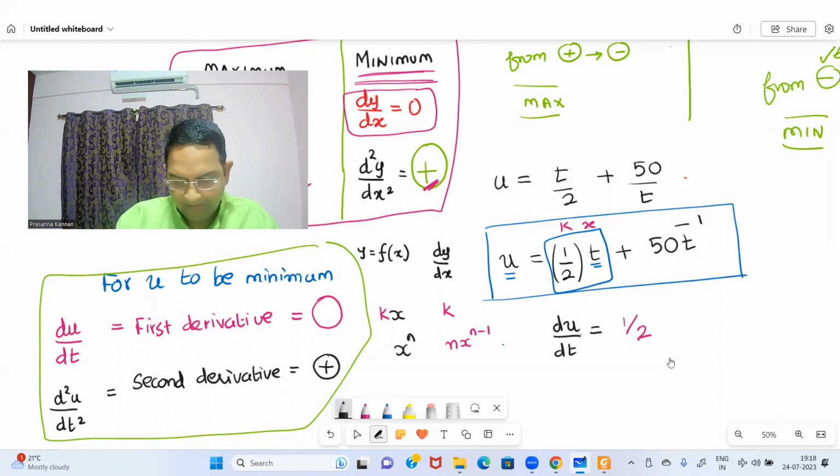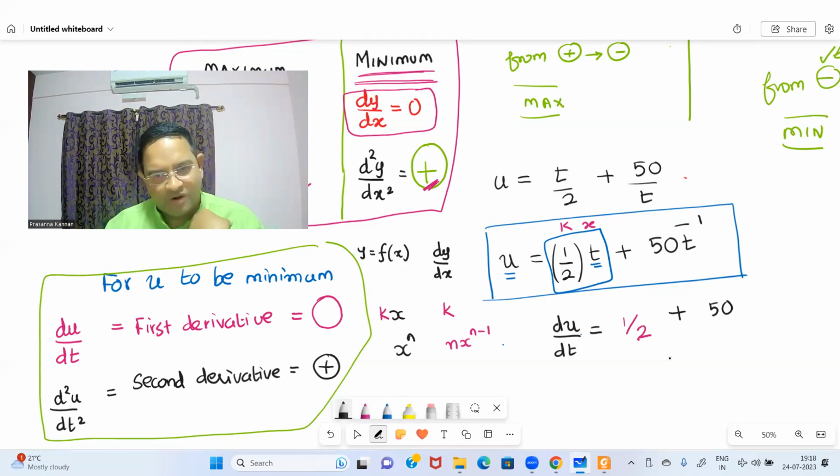Clear? Now 50 into t power minus 1. This 50 is a constant in multiplication, so keep it as it is. Nothing happens to this 50. For t power minus 1, what formula will you apply? What is the differentiation of x power n? n x raised to n minus 1. So what is the differentiation of t power minus 1?